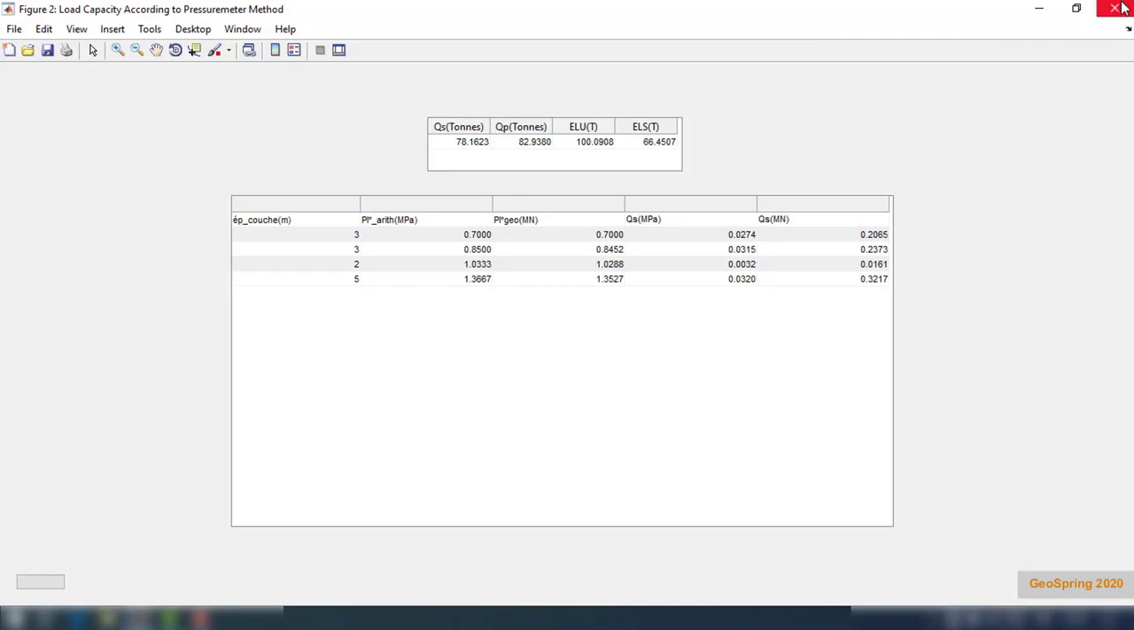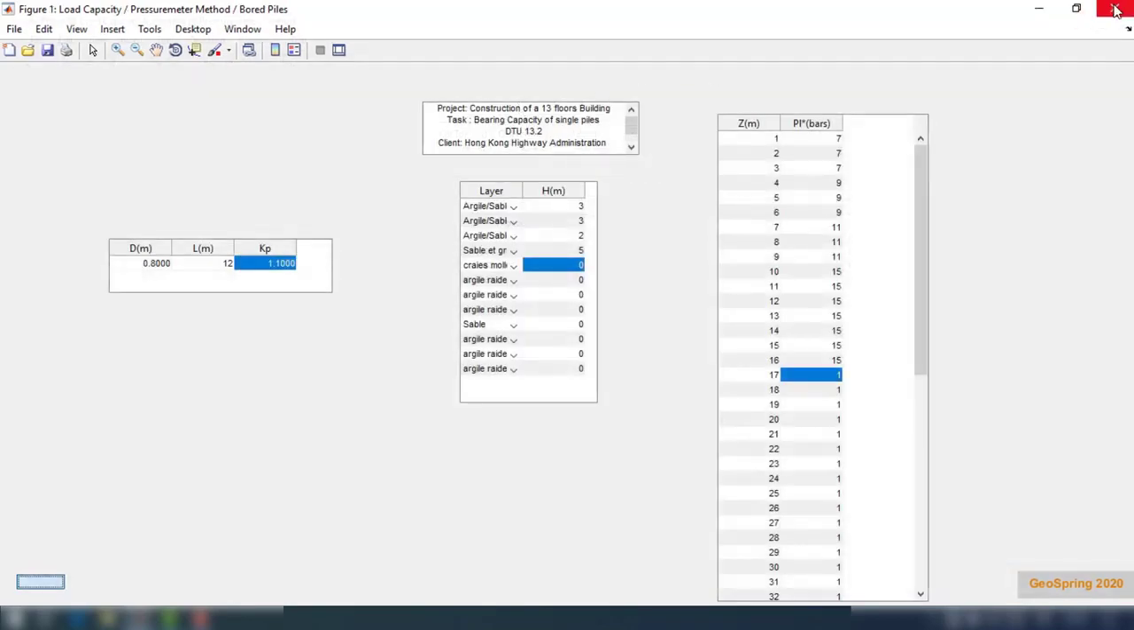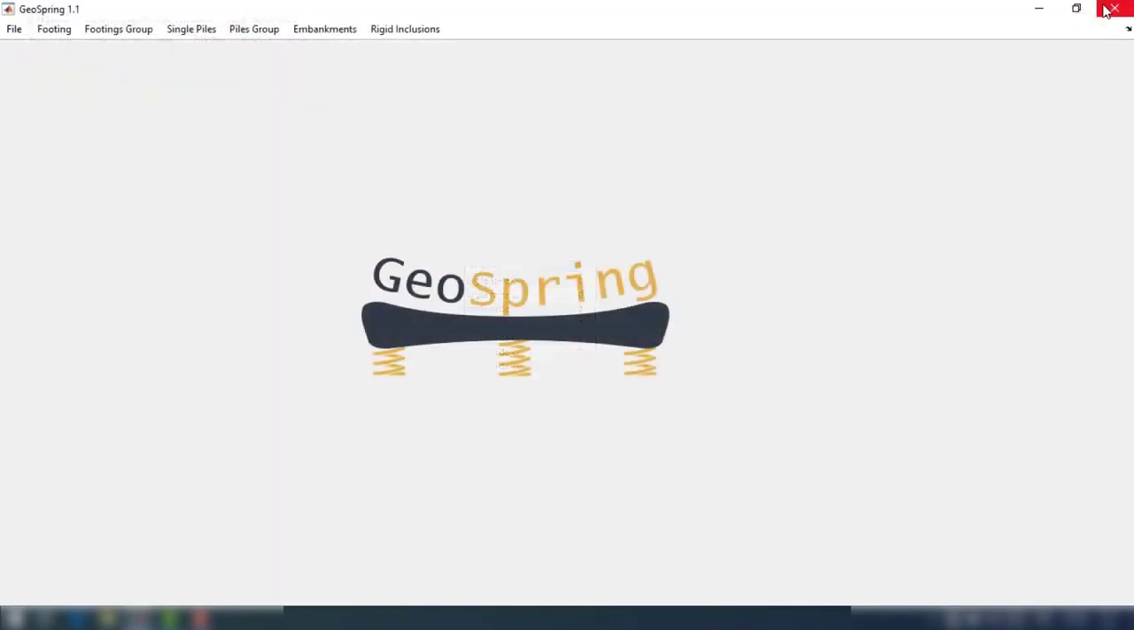Okay, so now let us move to the settlement of single piles. So you go to single piles settlement. You have the settlement of single piles in GeoSpring by means based on cohesion and friction angles, and also based on pressure meter data. So the settlement by means of cubic root curves.